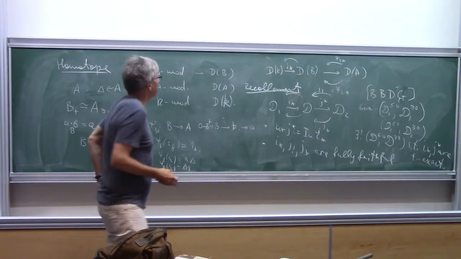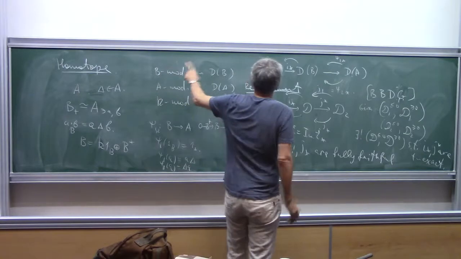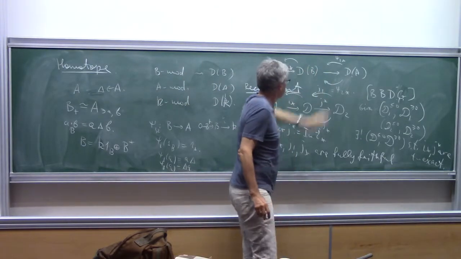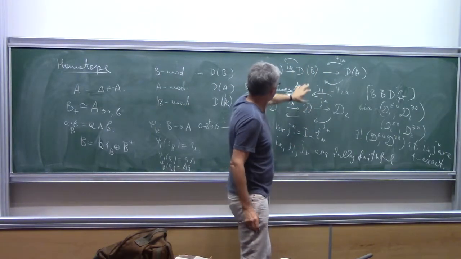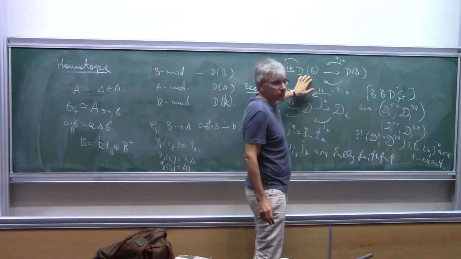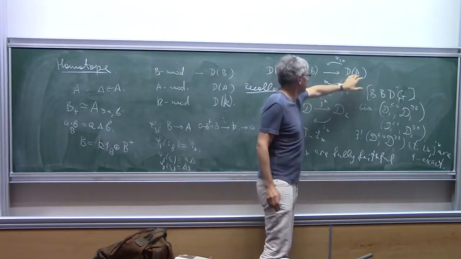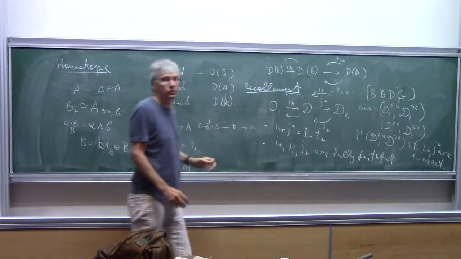So the point is that under some conditions on this element delta, we will be in this kind of situation, and moreover, the standard T structure here is the glued one from the standard T structure here and the standard T structure here.